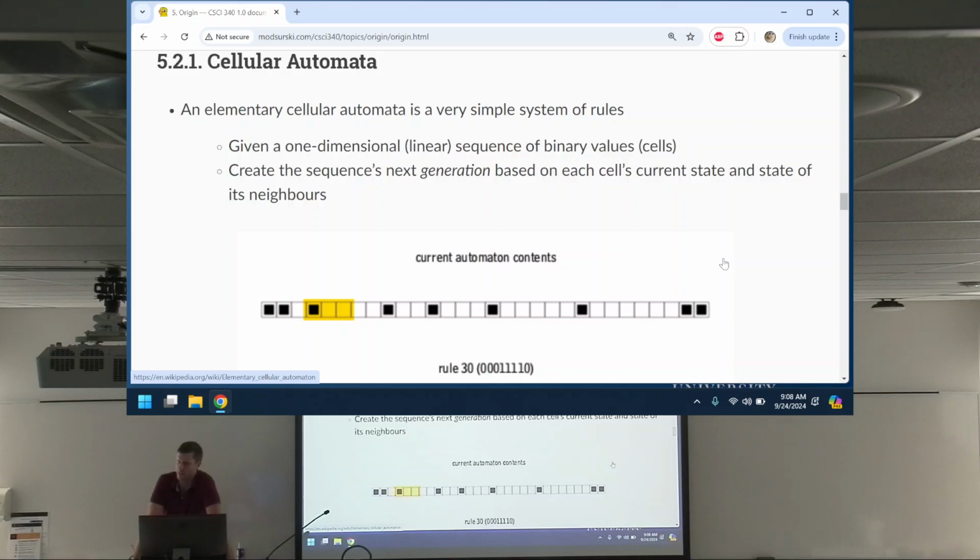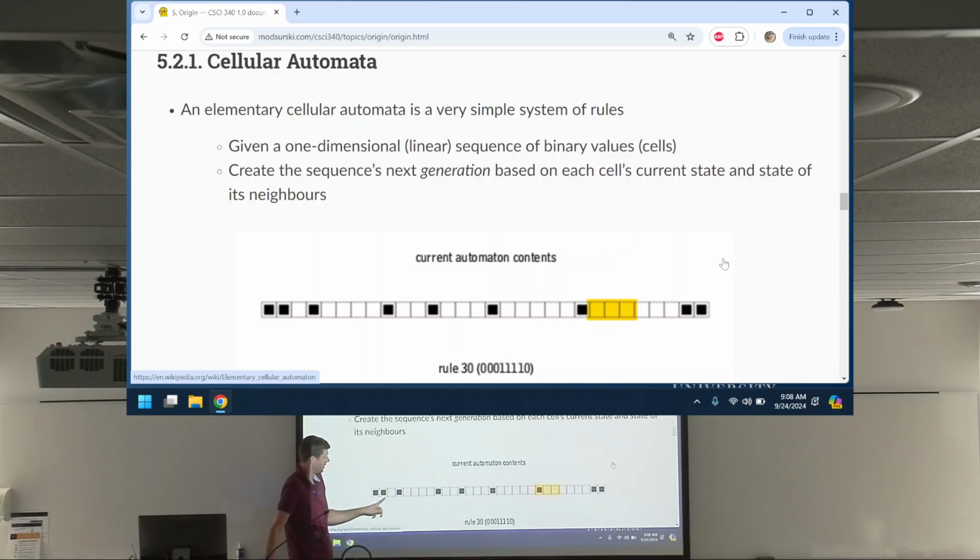Cellular automata. Anyone know what this is? You might be more familiar with the next thing, but let's go on with this. So, an elementary cellular automaton is a very simple system of rules, okay? Very simple. Given a one-dimensional linear sequence of binary values, zeros or ones, I'm going to represent these as little cells. If there's a box in it, we got a 1. If there's nothing in it, it's a 0. Or vice versa. It doesn't really matter how you implement it, but that's the idea.